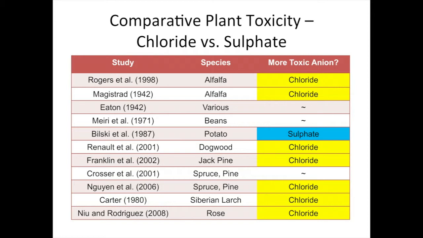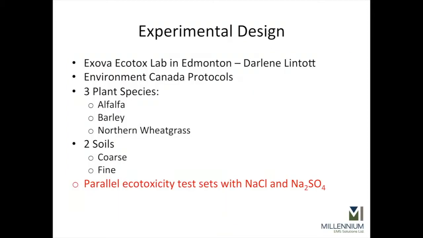So that gives a sense going in that perhaps sulphate was less toxic than chloride, but certainly nothing we could take to the bank. So we decided to initiate some experimental work using what's come to be our standard procedure for developing guidelines in the last 12, 14 years. And we took what's now the standard 3 plant species. We've all heard this before. Our alfalfa, barley, and northern wheatgrass, which we've used to base many guidelines on.